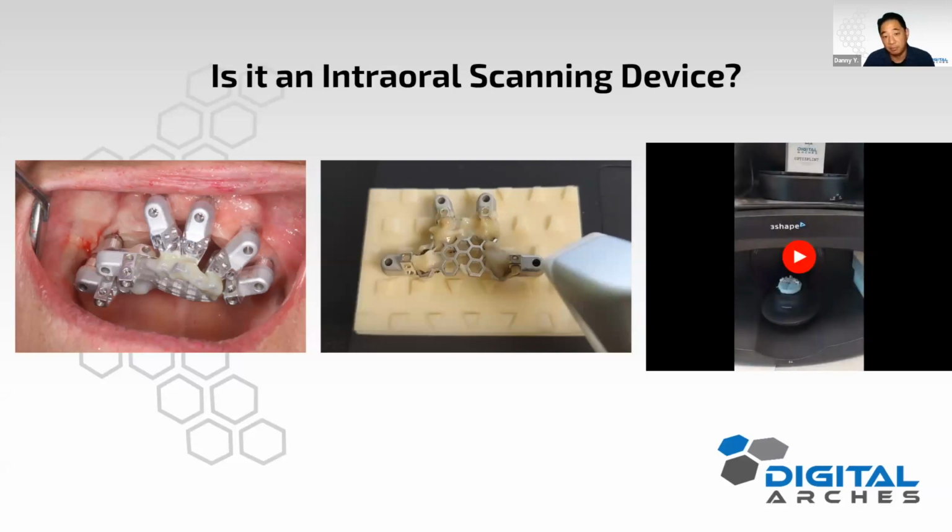But what's great about OptiSplint is that when you take it out of the mouth, it's still perfectly holding its implant positions. So you can attach it to a scan plate and scan it. We sell these scan plates as well. You could scan it on a scan plate with an intraoral scanner, and you can get a much cleaner scan.